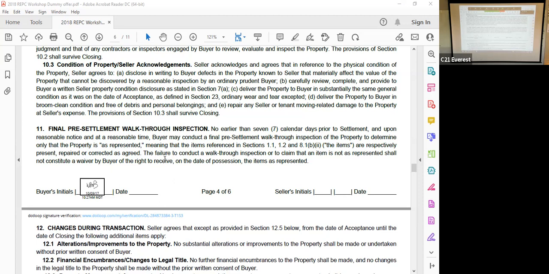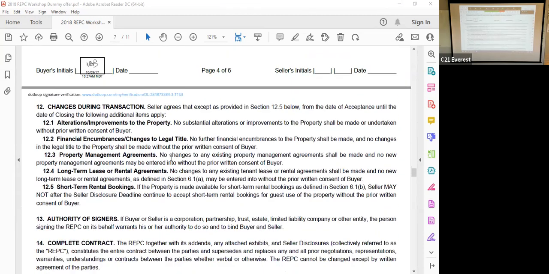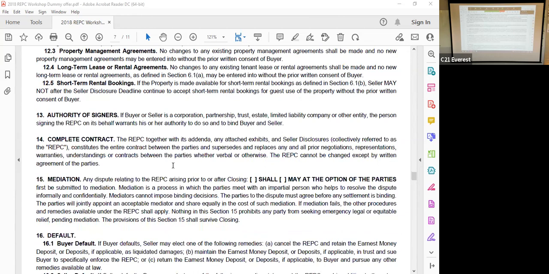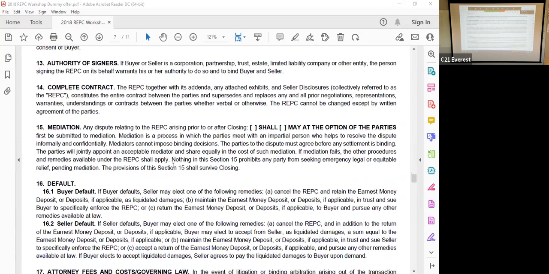All right, any other concerns on that page? No. Okay, next then, going down, and again, if you have concerns or questions, let me know and I'll hit any of them. Section 15, the mediation box. Okay, so should it be shall or may? Shall is like required. If you check shall, you're saying we will go to mediation first.